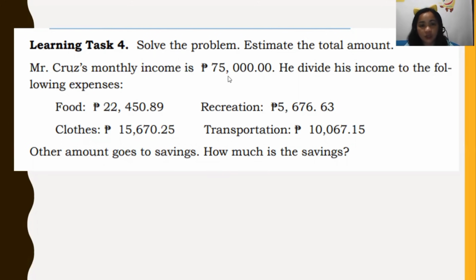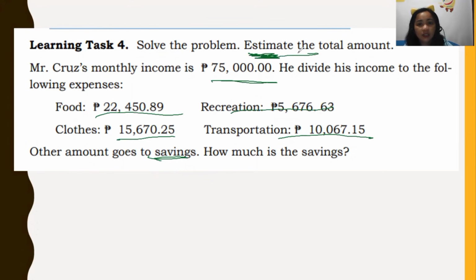So ngayon, ito yung kanyang income. Ito yung sweldo niya sa isang buwan. Ayan, buwan. That is 75,000. So, ito yung mga gastusin niya. So, after mo daw mabawas yung gastusin, yun yung mapupunta sa savings. Pero ang tinatanong, estimate. Estimate the total amount of the savings, yung matitira. About how much is the savings.